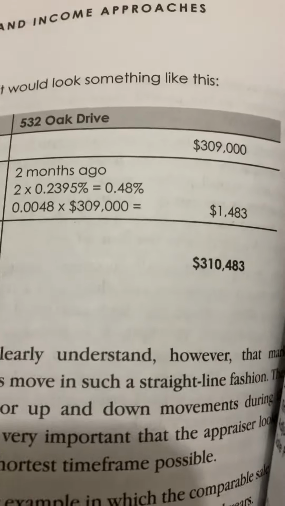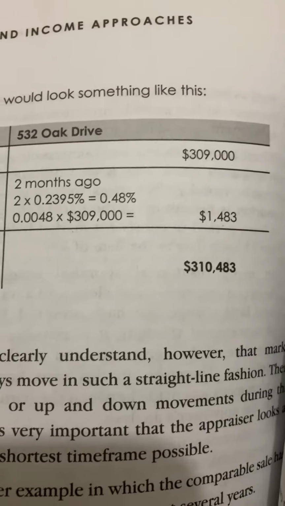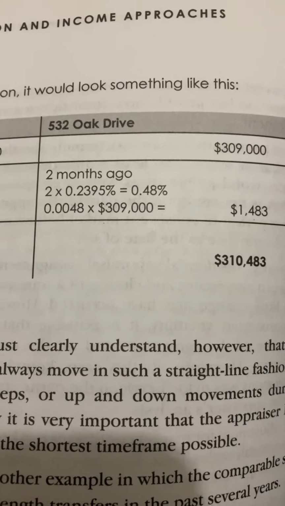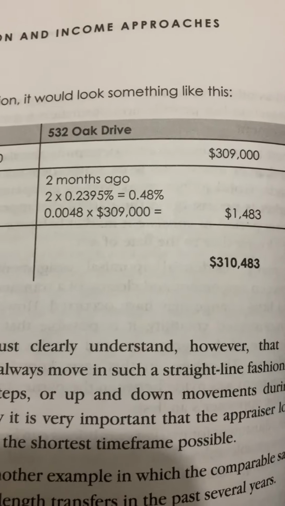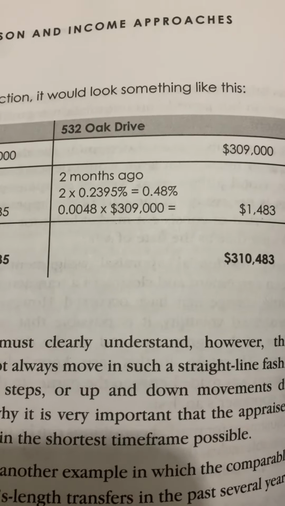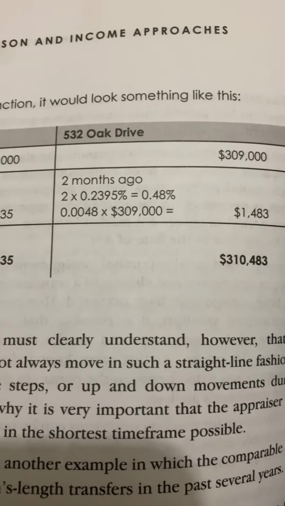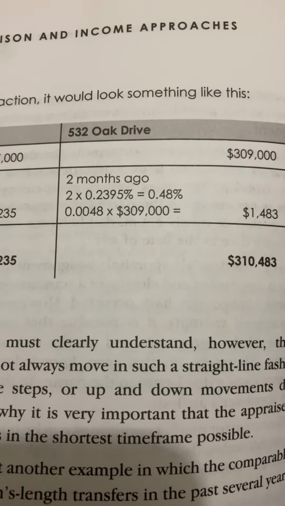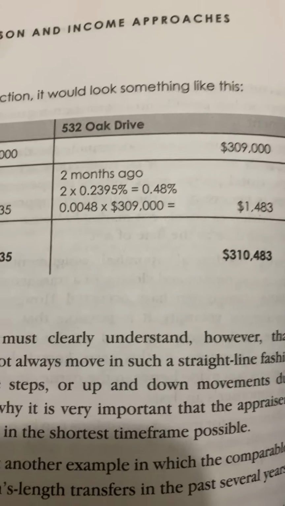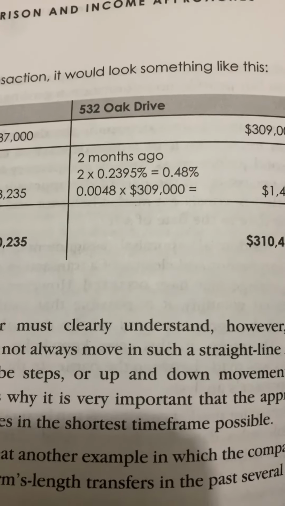For your second comp, 532 Oak Drive, its original sale price was $309,000. It sold only 2 months ago. So you take the number 2, you multiply it by 0.2395%. That equals 0.48%.